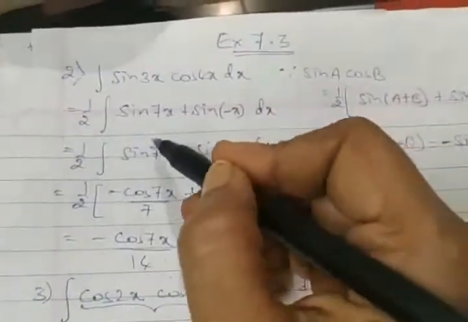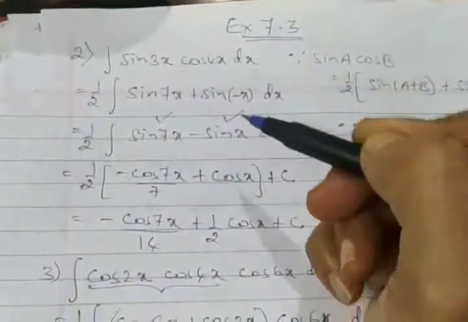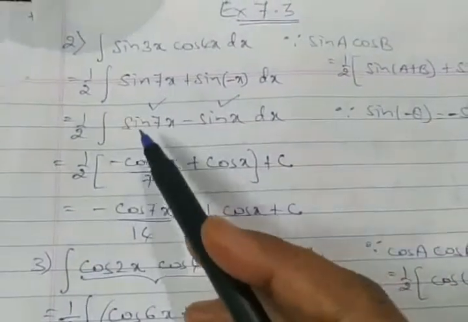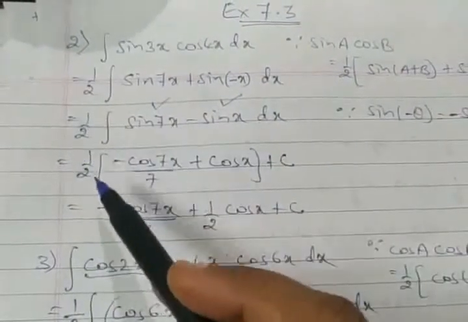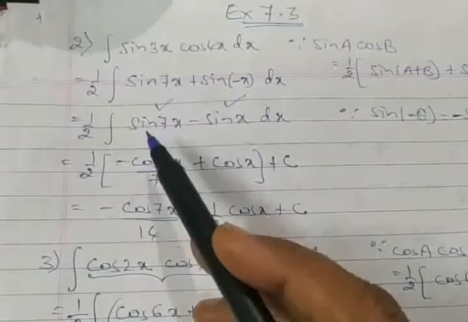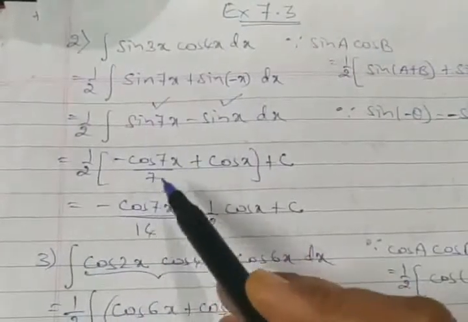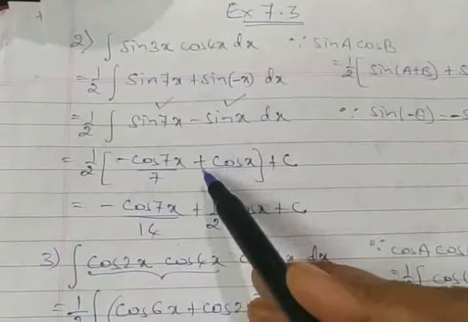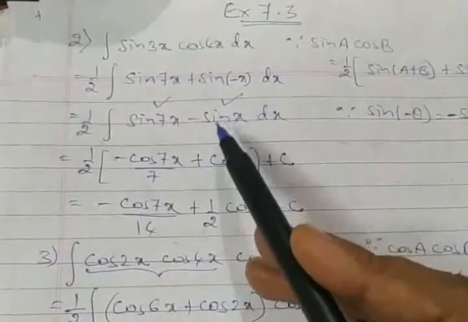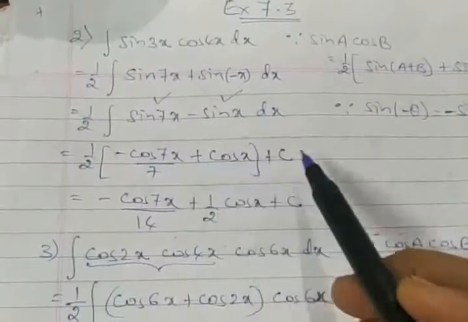Now the terms are ready to integrate, and let's arrive at the answer. Integration of sine 7x, keeping 1 by 2 outside, take a square bracket. We are left with minus cos 7x whole divided by 7. It is actually minus, but again integration of sine will give another minus. Minus into minus we have plus cos x plus c.